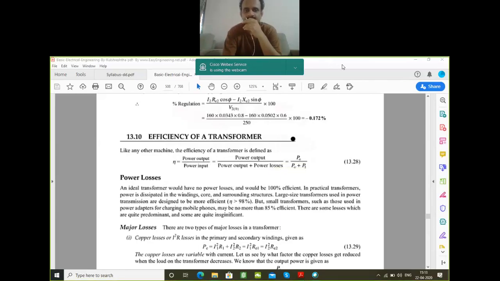Let me show you this. This is the formula for the efficiency of the transformer, shown in the pink box. Efficiency eta is given by power output divided by power input. Power output is obtained at the secondary, and power input is the sum of the power which appears across the output plus the power which appears across the losses.